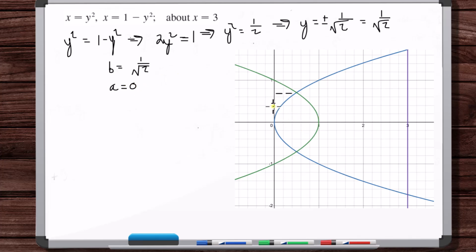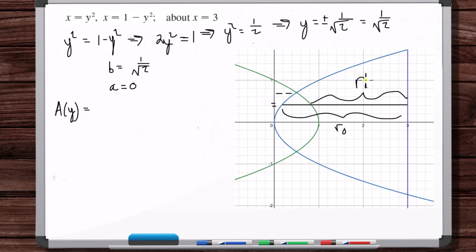Here's a delta y, so what's the A of y going to be? This is our outer, and this is our inner. We just need to represent these. It's pi times R outer squared minus R inner squared. So what is R outer? This is x equals y squared, and this is x equals 1 minus y squared. As a function of y, what's RO? It's going to be 3 minus this value here.